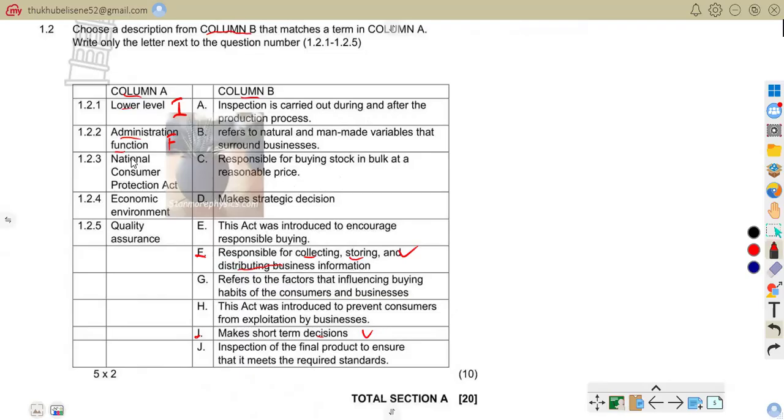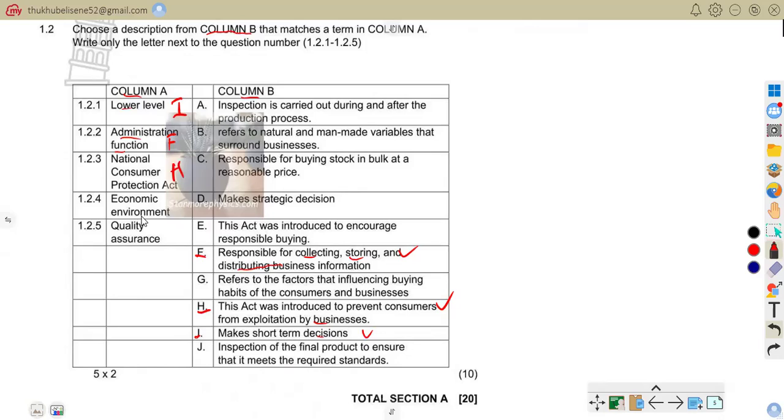So 1.23, National Consumer Protection. Let us go through the descriptions and see which one matches this item, National Consumer Protection. So the Consumer Protection Act. We can see that 1.23 is H. As it says, this act was introduced to prevent consumers from exploitation by business. So National Consumer Protection protects consumers from being exploited by business. So H is the correct answer.